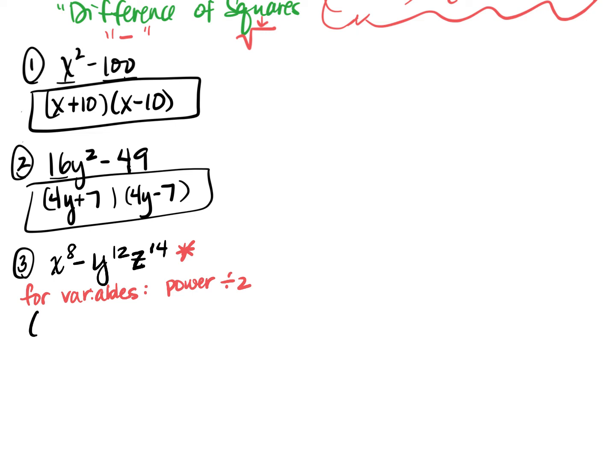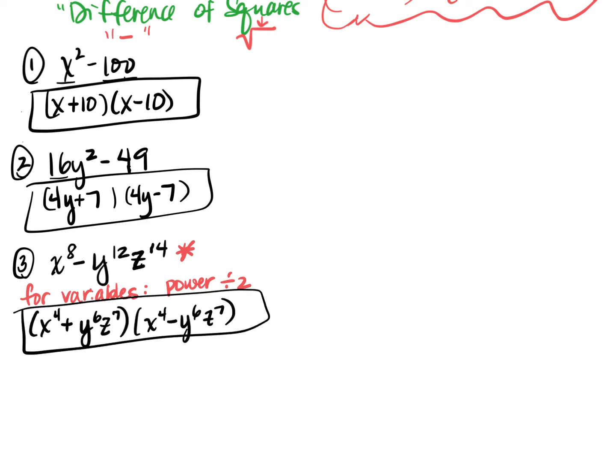So I take this 8, divide it in half, I get 4. Put a plus sign, y, 12 divided by 2 is 6, 14 divided by 2 is 7. Then I do the other one, x to the 4th minus y to the 6th, z to the 7th. All right, it looks really weird, but it is a difference of squares as well.